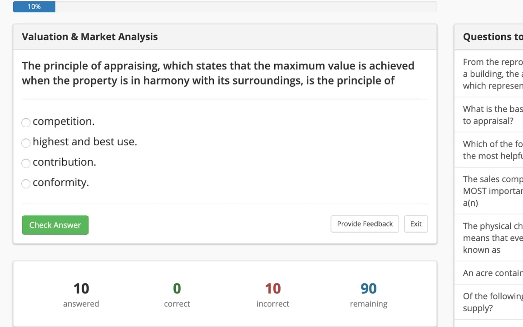So the principle of appraising, which states that the maximum value is achieved when the property is in harmony with its surroundings, is the principle of A, competition, B, highest and best use, C, contribution, or D, conformity. What do you think? The principle of appraising, which states that the maximum value is achieved when the property is in harmony with its surroundings.